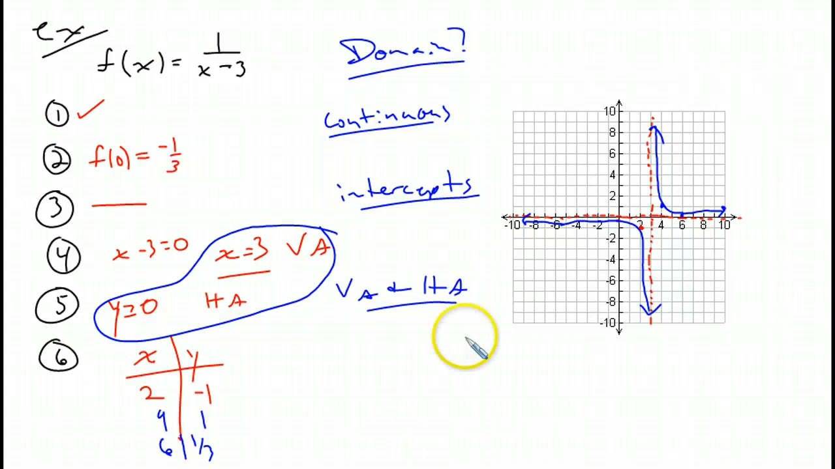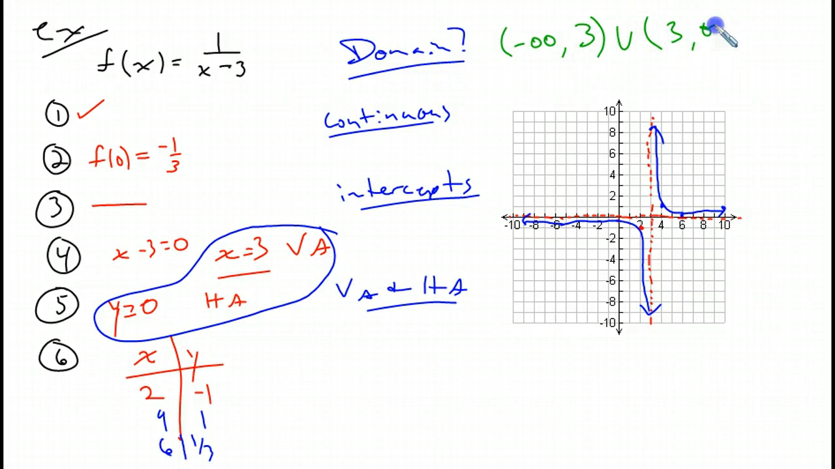So for the domain, it's just all the x values included. So it looks like all of these are included, and then I get to 3, and I can't have 3 because I have a vertical asymptote there. And then from 3 on, it's included. So from negative infinity all the way up to 3, but 3 is not included, and 3 to infinity are all a part of my domain. Is it continuous? Well, on graphing, did I have to lift up my pencil to continue to draw it? Yes. So, no, this thing is not continuous.